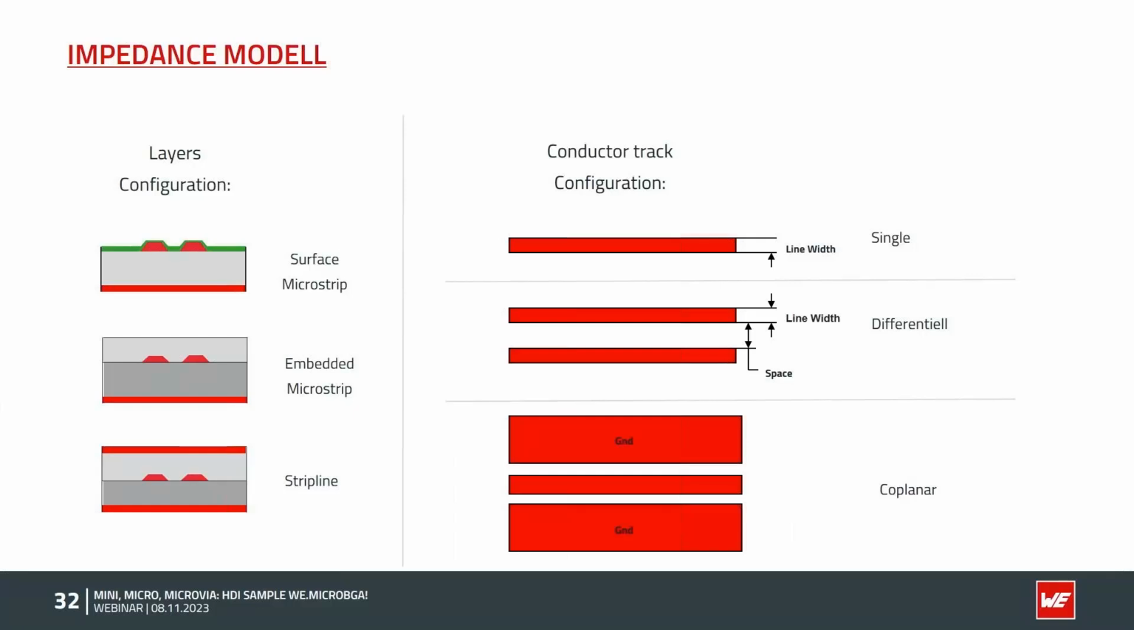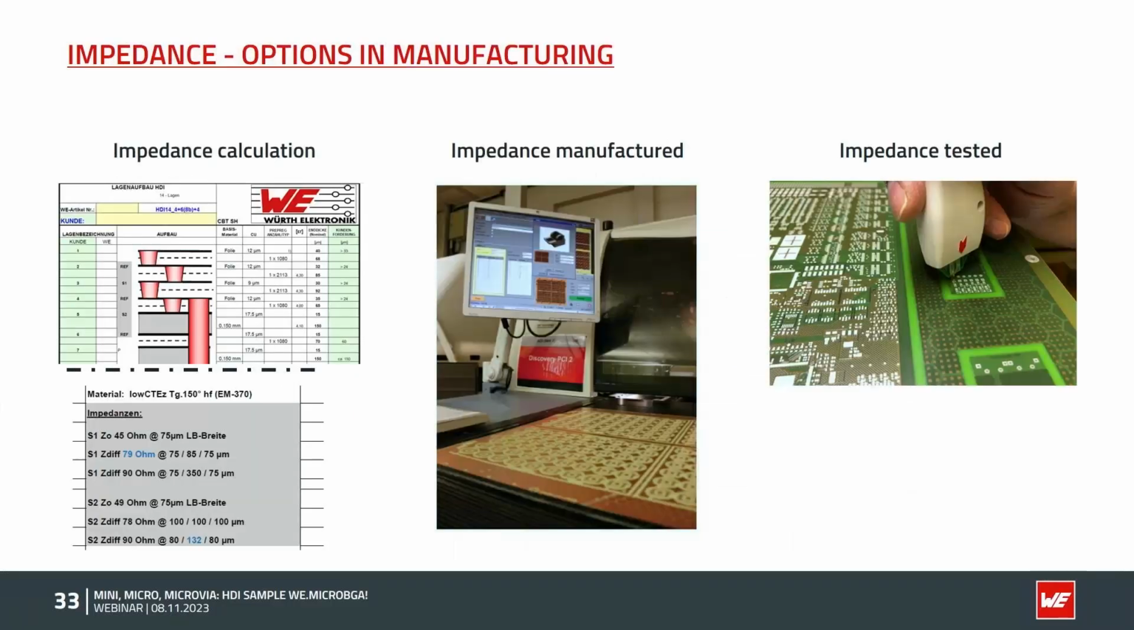So our recommendation is: come to us, ask us for an impedance calculation at an early stage, when you have chosen your components, before you go into the real layout. We can do an impedance calculation, set up a stack-up, and give you as feedback the line width for every different impedance signal. You can go to your design, finalize your design, and then we have a producible board.